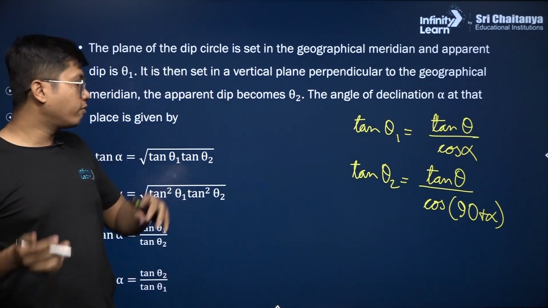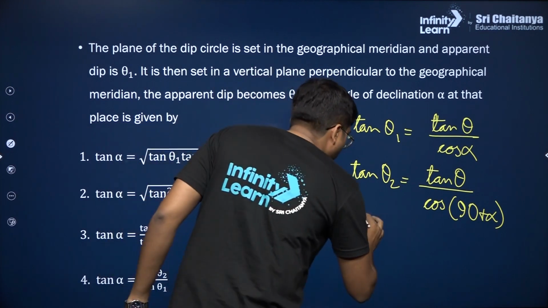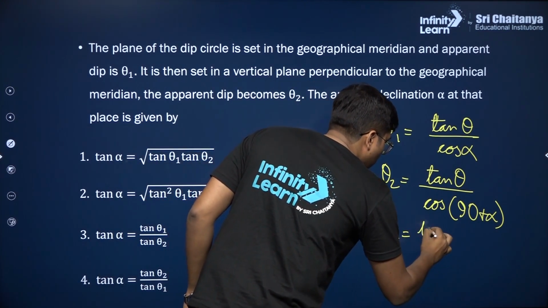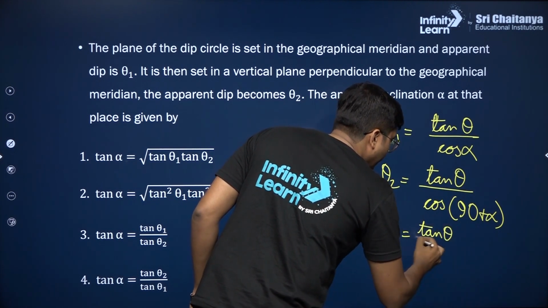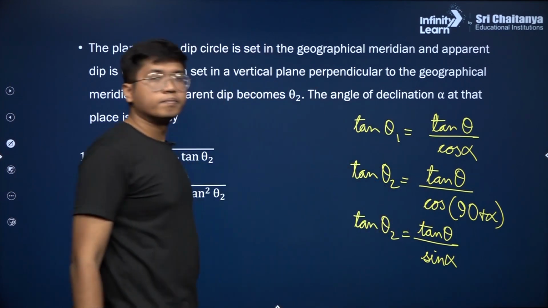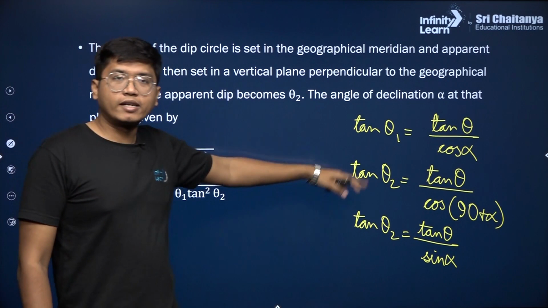Right? You go from cos alpha to cos 90 plus alpha. We'll ignore any negative signs over here. So that would give you tan theta 2 is equal to tan theta divided by sin alpha over here. Again, we are ignoring any negative signs because that doesn't matter here.